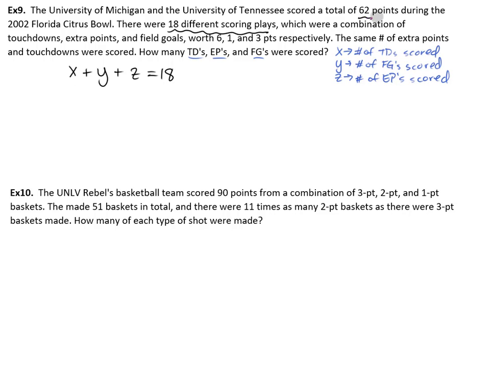Next, it's talking about points, so maybe some point totals will help us out here. Let's see. I get 6 points for every touchdown scored. I get 3 points for every field goal scored. And I get 1 point for every extra point scored. And it told me together there were 62 total points scored. Okay, so we set up an equation that has to do with points scored.